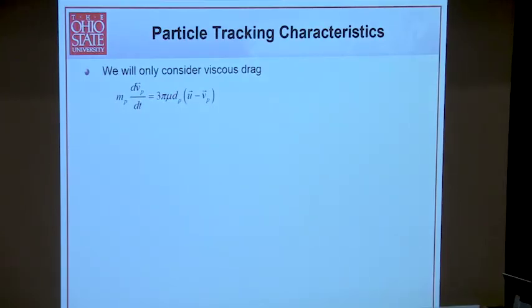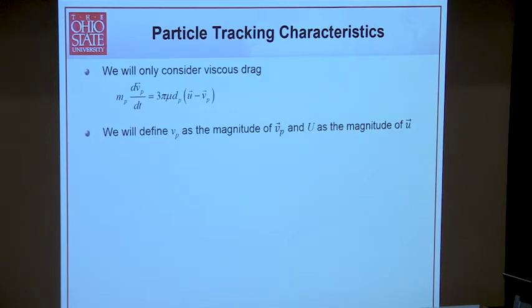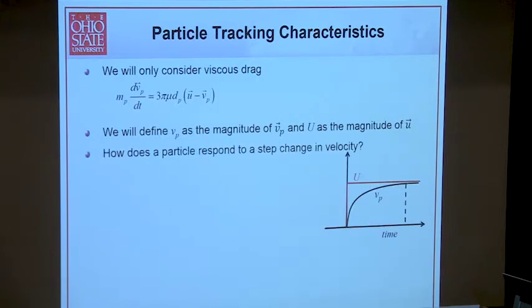So let's work only with our viscous drag, because what we're trying to do here is find a characteristic time of the particle. If we can find a characteristic time of the particle, we can say, how does this respond to our fluid mechanics? Okay? So let's define Vp as the magnitude of vector Vp, and capital U as the magnitude of vector U. Okay? So these are just the scalar magnitudes.